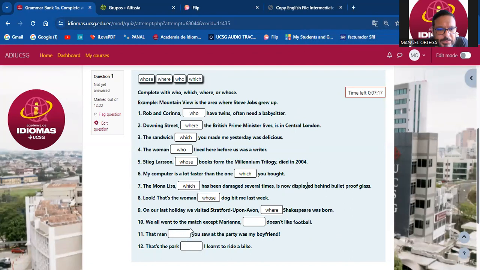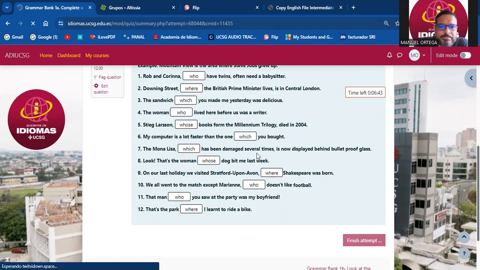Number 10: we all went to the match except Marianne. Who? Who. Number 11: that man you saw at the party. That man, who? Who? Okay? And 12: that's the park where I learned to ride a bike. Where? Like a place. So let me check my attempt.